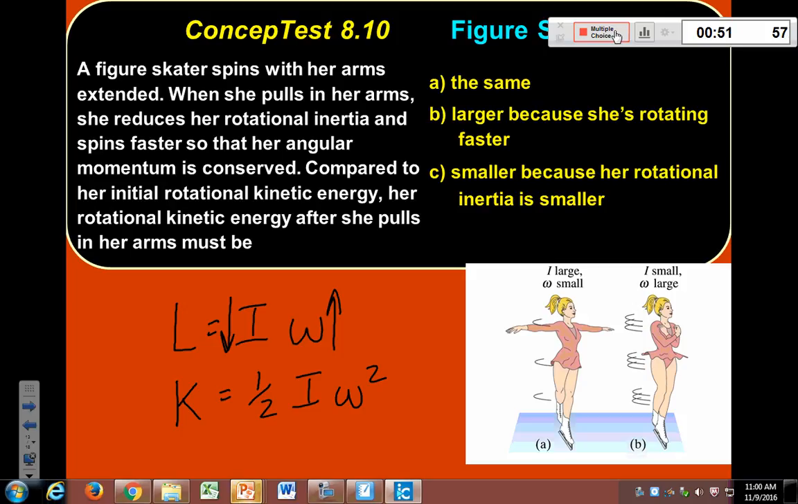What happens to her kinetic energy? The first part is talking about momentum. If I goes down, when she pulls in her arms, she spins faster. All right, now what about her kinetic energy? Is it the same? Is it larger? Or is it smaller? All right, I'm going to stop at 130.